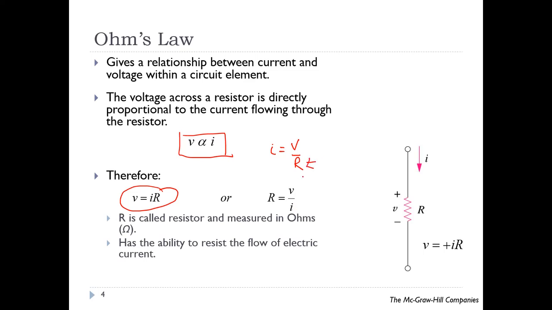This R is called the resistor and it is measured in ohms, and it has the ability to resist the flow of electric current. This is the symbol for resistor. For the case of passive sign convention, we assume that you have this direction of your current. The first terminal that current meets will be positive, and the terminal where the current leaves will be negative. This is based on passive sign convention.